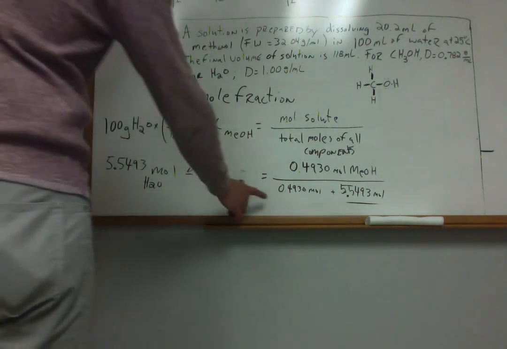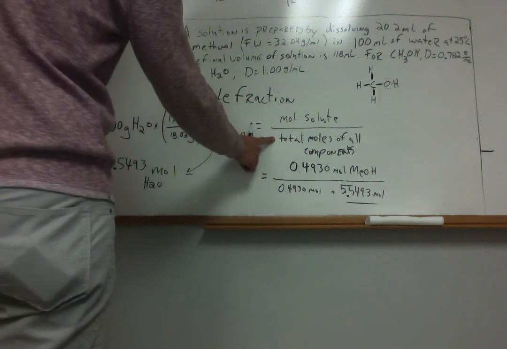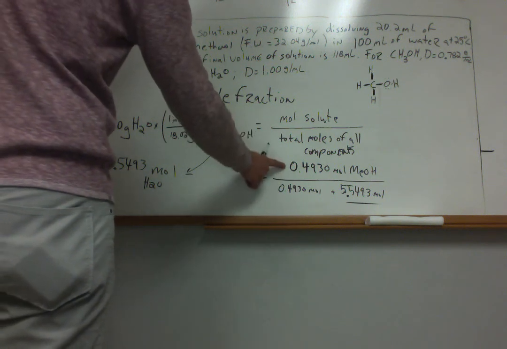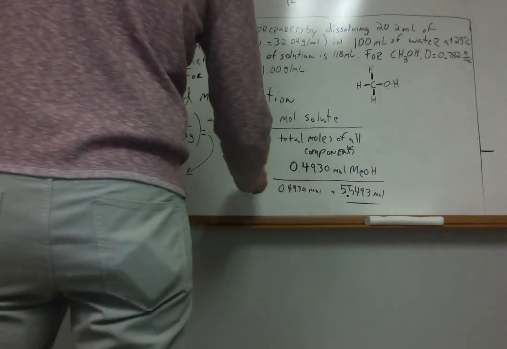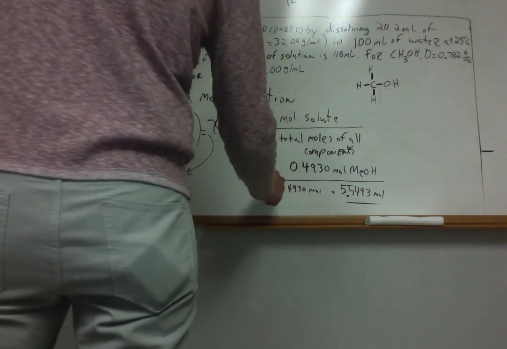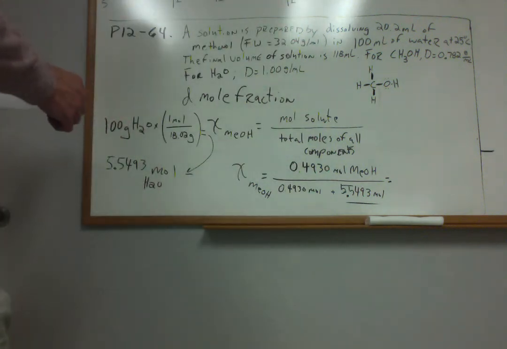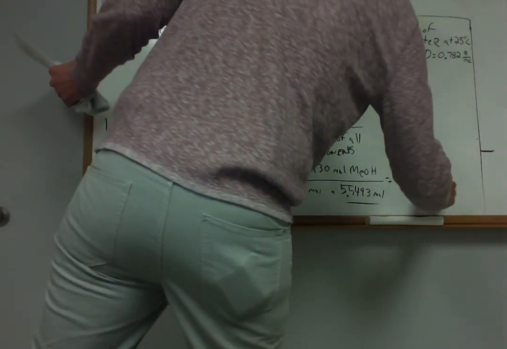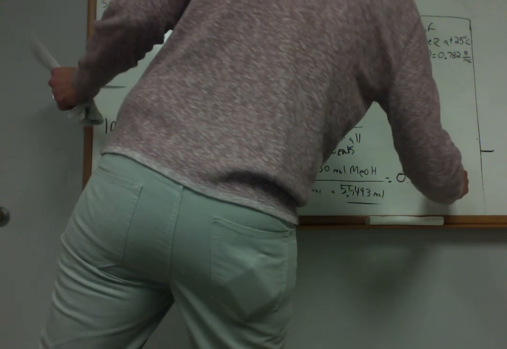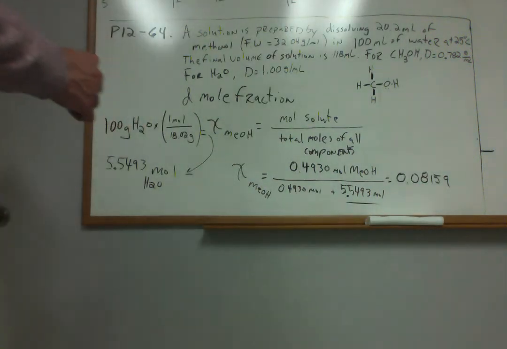Now, the bottom of the fraction describes the total moles of all components present in my mixture. So I have the moles of my solute divided by the total moles, and that's equal to my mole fraction of methanol. If I do the math on that, it works out to 0.08159. That's the number that I get off the calculator.